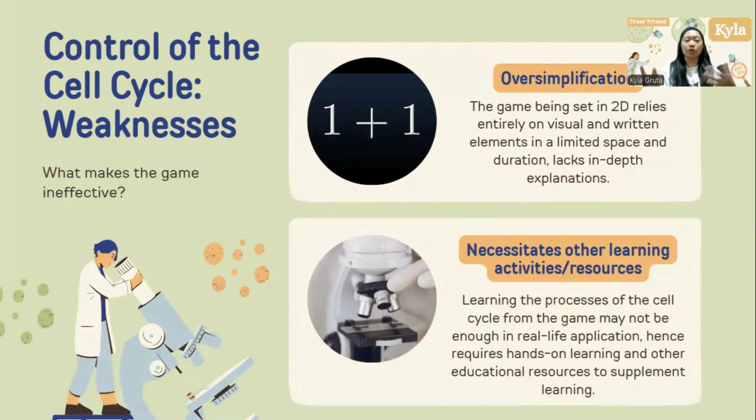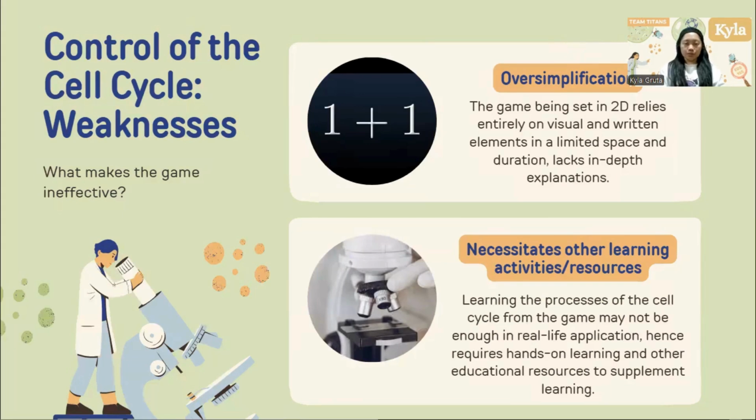Conversely, those without prior knowledge about the cell cycle may not be able to follow through the stages of the game, making it not suitable for all learners with varying preferences and academic levels. Furthermore, since the game is delivered in 2D, it heavily relies on text and visuals, which might make it insufficient for real-life application, as the complexity of cell biology requires hands-on learning experience for learners to grasp the concepts.